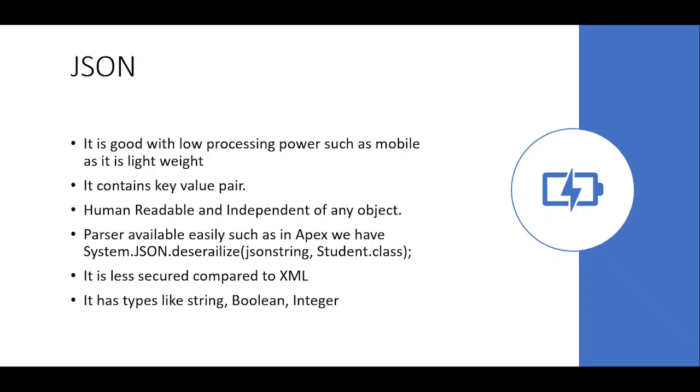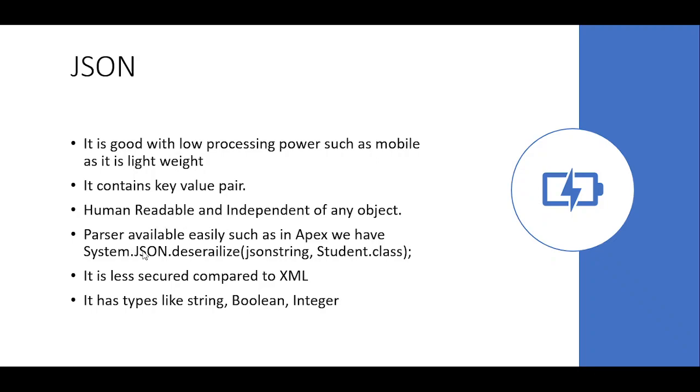JSON is actually a format in which data is sent to another system and received from the system. So when Salesforce is interacting with, let's say, a Google API, we can send the message or request in JSON format, and we can receive the response back also in JSON format. Basically, it is used for low processing power, such as mobile. It contains key value pairs. I'll show you an example of how key and value look.